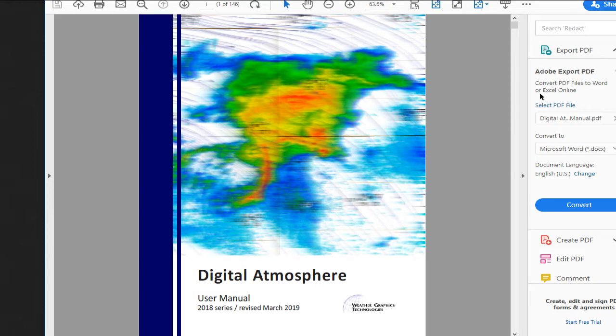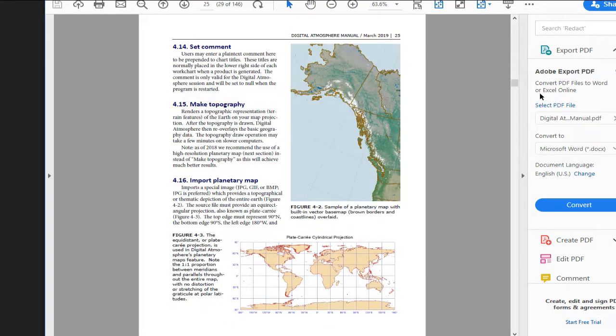So get a copy of the Digital Atmosphere Manual 2. That should be installed with your newer versions. You want something that's revised 2018 or 2019. And you can see that there's a section for Import Planetary Map, and that'll give you some information. It shows you need the equirectangular projection, and it needs to look like this right here. It needs to be set up just like that.